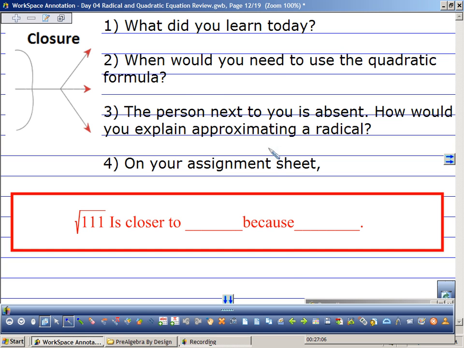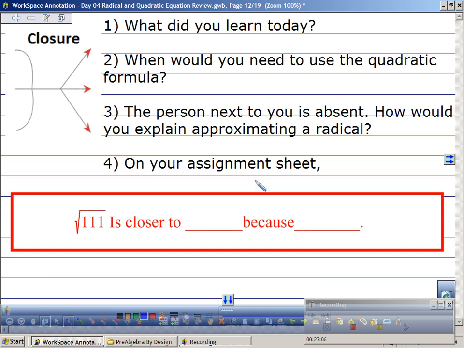All right. What did you learn today? Hey, don't plug and chug. Don't plug and chug. We learned how to simplify radicals, right? When would you need to use the quadratic formula? When it doesn't factor. How would you explain approximating a radical? How would I explain approximating? Find what you do know and find the middle of it, right?